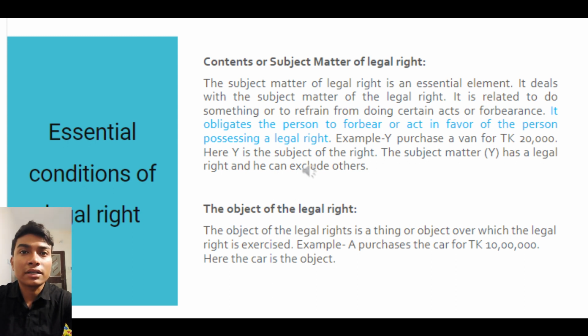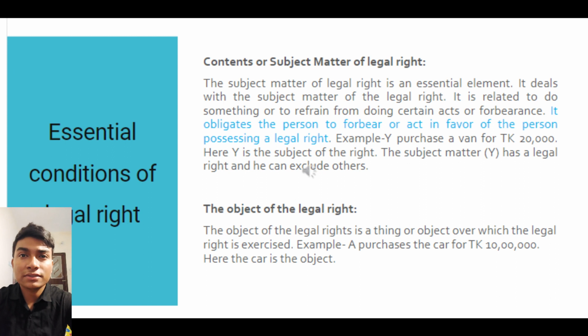The object of the legal right. The object of the legal right is a thing or object over which the legal right is exercised. Example, A purchases a car for taka 10 lakh. Here the car is the object.